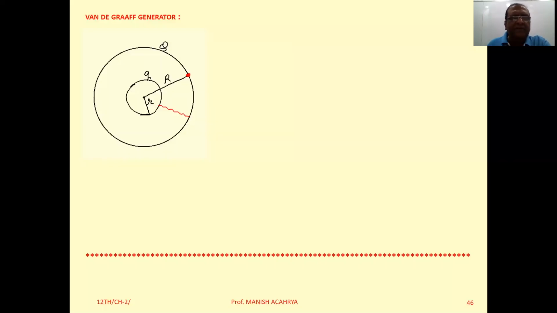Now see, the Van de Graaff generator is the device with the help of which one can produce a potential difference of a few million volts. Now let's first discuss its principle.